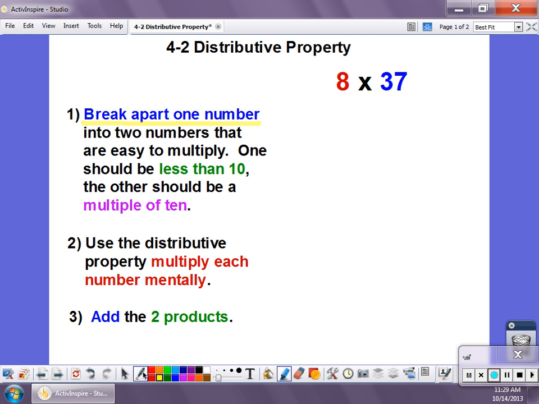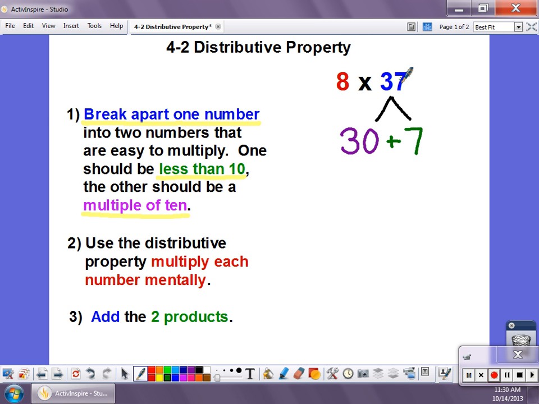Now, 8 is a very small number, so we're not going to break that one apart. But what I am going to do is look at this 37 and think about how I can break this apart into two numbers that still give me a sum of 37, but that would make it easy to multiply in my head. And the key to this is that one number should be less than 10, and one number should be a multiple of 10. So for this number, I'm going to break it apart into 30, which is my multiple of 10, and 7, because 30 plus 7 gives me 37.